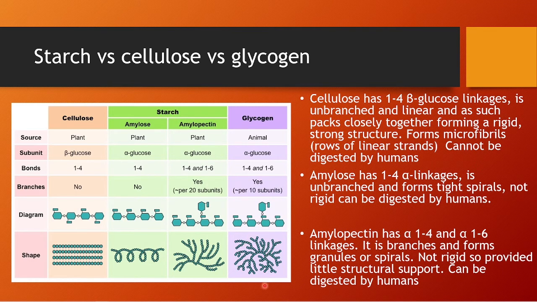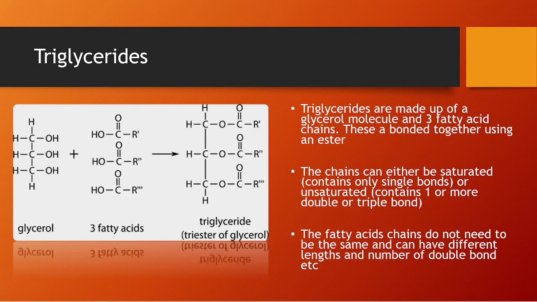Amylopectin and glycogen are very similar. The difference is that glycogen is in animals and amylopectin is in plants, and also the size. Glycogen usually has a branch every 10 subunits, whereas amylopectin usually has a branch every 20 subunits. Hopefully that makes sense. All right, moving on from the carbohydrates, we've got triglycerides.